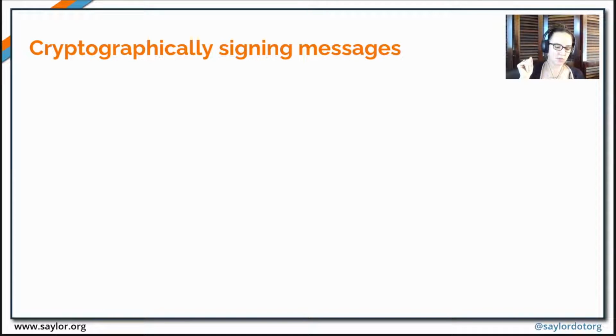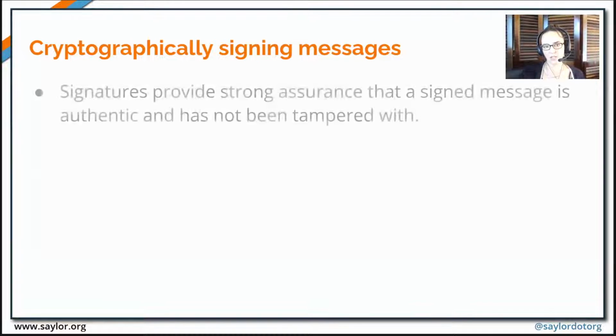Let's just talk about signing messages, and then we'll pause for questions. So, cryptographically signed messages. Signatures provide strong assurance that a signed message is authentic and has not been tampered with. This is really, really important for a lot of different types of Bitcoin transactions. I can say, okay, the blockchain says that I have 5 Bitcoin at this particular address.